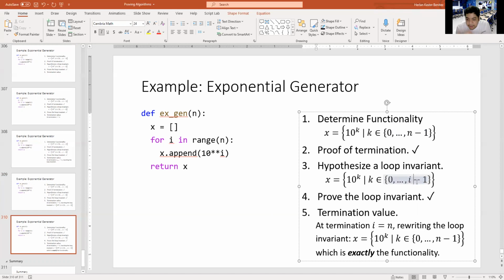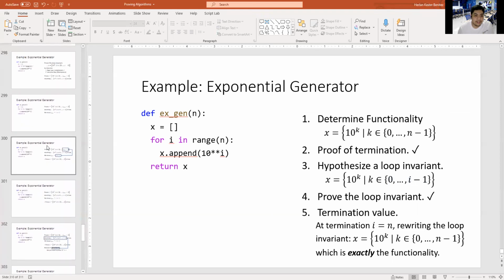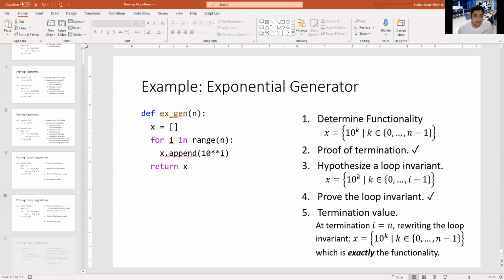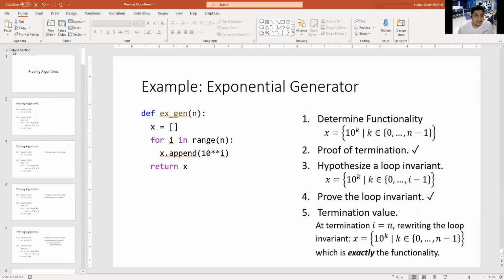And honestly, for most loop invariants, yun lang yung kwento niya. Gagawin mo lang i si n. Pero, that's not always true. Especially if hindi list yung ginagamit dun sa function, which is where this next example comes in.